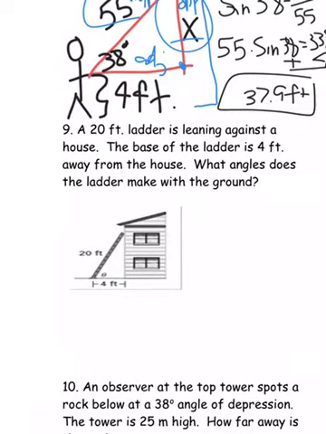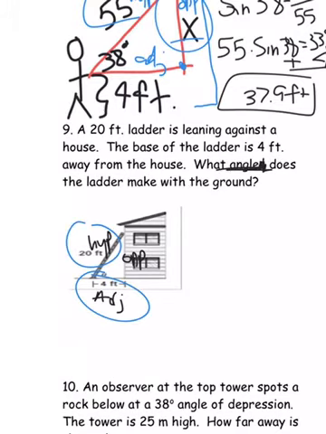20-foot ladder is leaning against the house, kind of what we saw before. The base of the ladder is 4 feet away from the house. What angles does the ladder make with the ground? First of all, it should be angle. It doesn't make multiple, just one. So yeah, we're going to use inverse trig. From theta, we have opposite, hypotenuse, adjacent. There's a length, there's a length. Adjacent and hypotenuse is cosine.